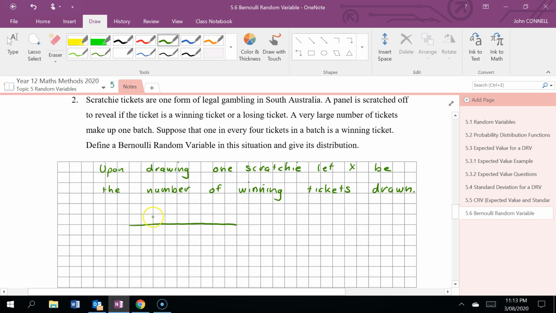So values and probabilities. Values will either be 1 or 0. So what's the probability of drawing out a winning ticket? Well, 1 in every 4 is a winning ticket. So 1 over 4 is the probability of getting 1 winning ticket. The probability of that not being a winning ticket, therefore, is 1 take a quarter, which is 3 on 4. So notice how I set up my Bernoulli random variable. 1 is success, and 0 is failure.